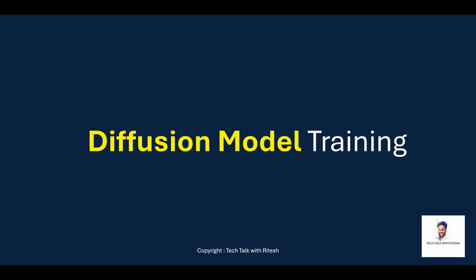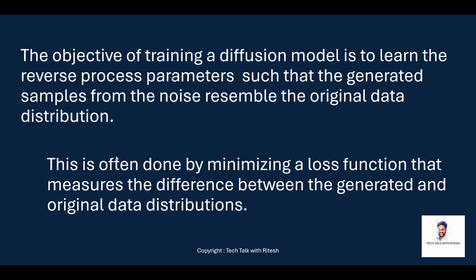Okay, let's see how we train the diffusion model. The objective of training a diffusion model is to learn the reverse process parameters such that the generated samples from the noise resemble the original data distribution. This is often done by minimizing a loss function that measures the difference between the generated and the original data distributions.